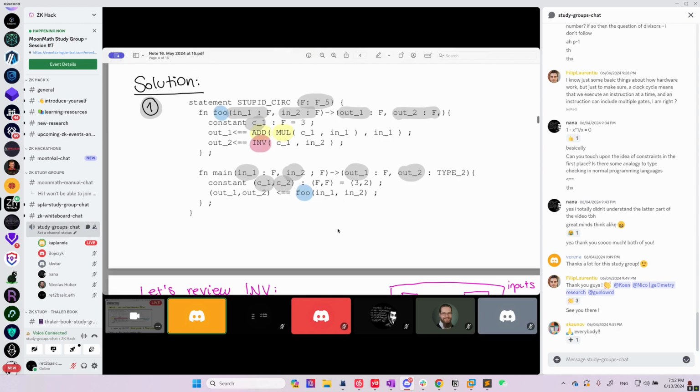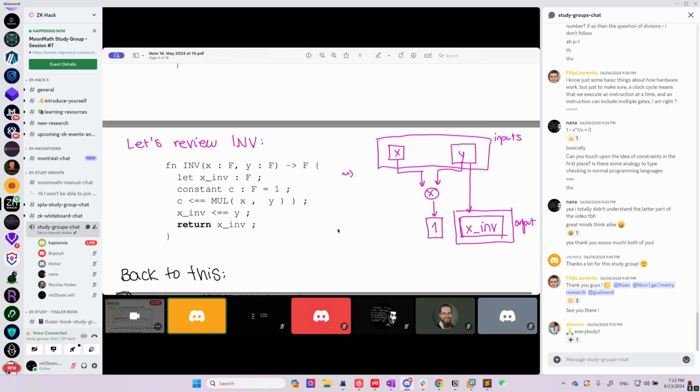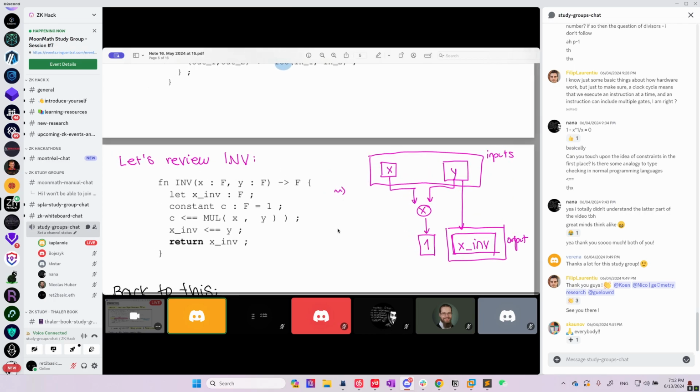Okay, let's review inf first, and then I'm going to talk about the other things. So inf is checking that for x and y, you return the inverse value. So that's the idea, that y is actually the inverse to x. So it's checking that. So we can look at the paper code for it.